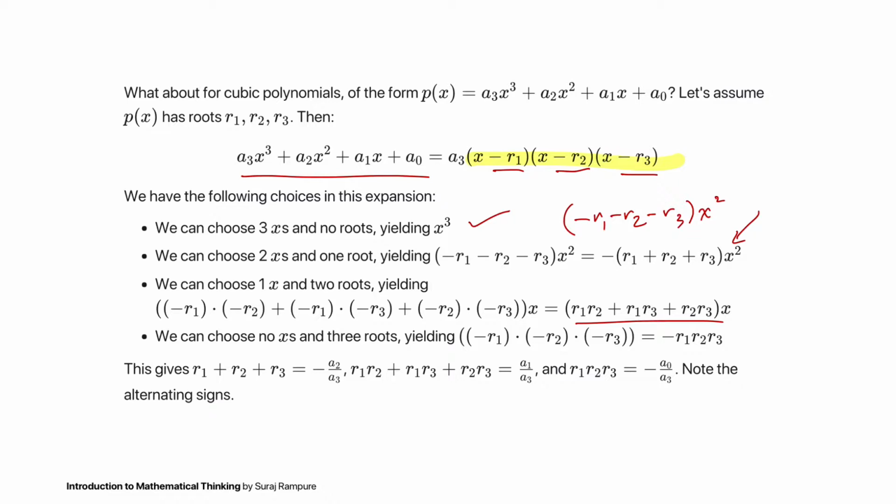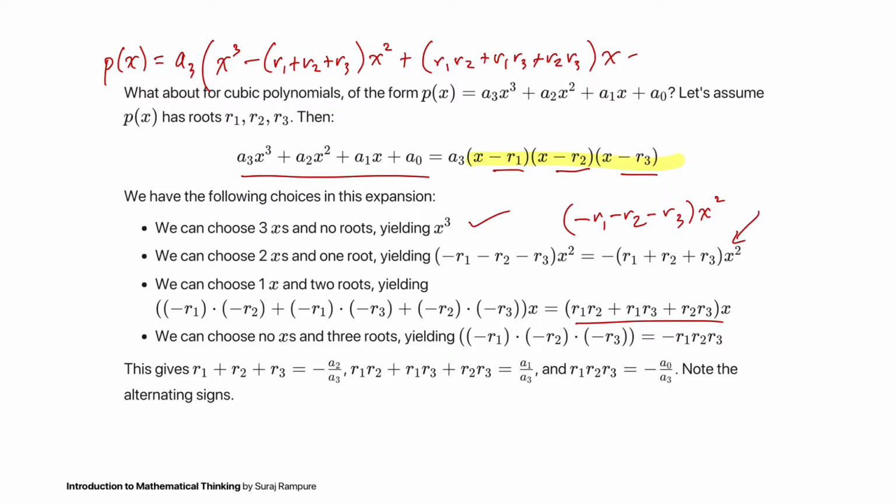And so what this tells me is that the expansion looks like p of x is equal to a sub 3 times this entire thing. x cubed minus (r1 plus r2 plus r3) x squared plus (r1 r2 plus r1 r3 plus r2 r3) x minus r1 r2 r3.